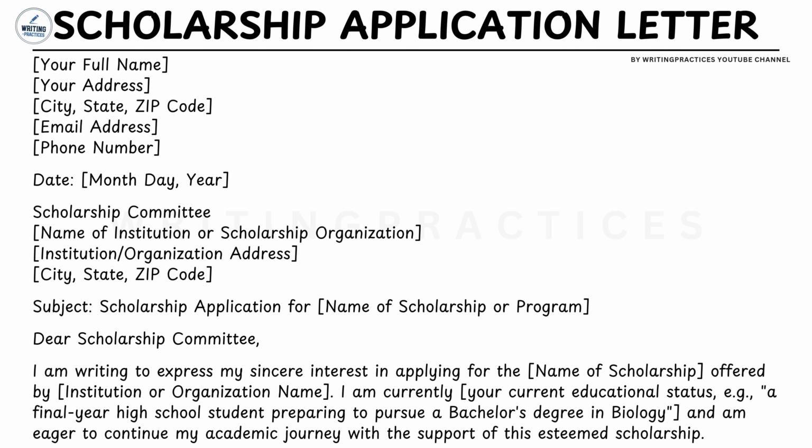Let's break that down. First, you express genuine interest. Sincere interest helps set a respectful tone. Second, you introduce your current academic status. Are you in high school? In college? Graduating soon? Mentioning this helps the committee place you in the right eligibility group. Third, use strong but respectful language like eager to continue my academic journey, or with the support of this esteemed scholarship. These phrases show motivation, respect, and ambition, all key qualities scholarship providers are looking for.